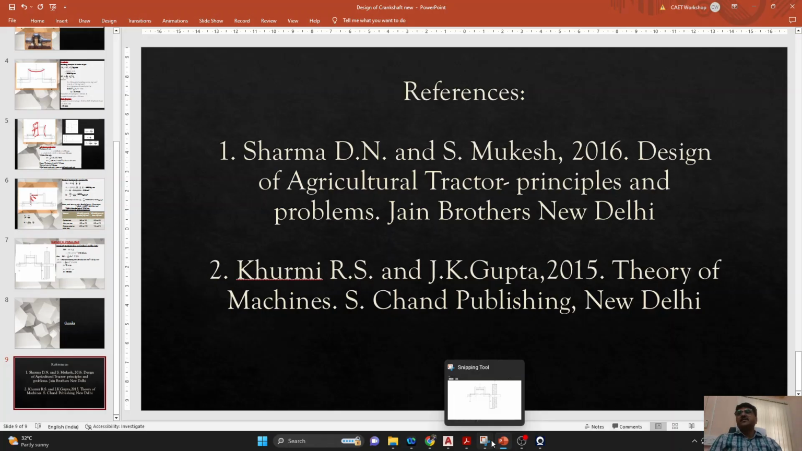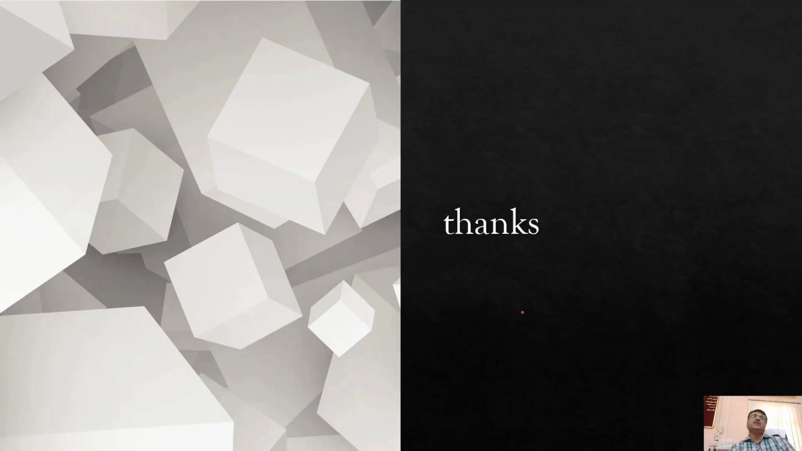The references for this presentation are given in this slide. So this is about the design of the crankshaft when the shaft is subjected to the maximum bending moment. Thank you.